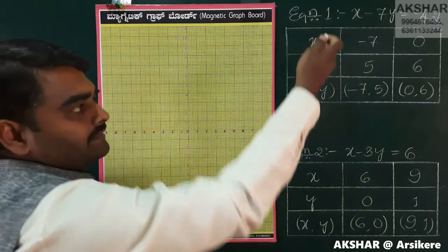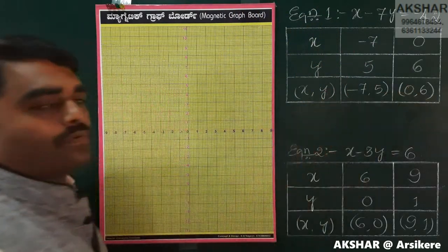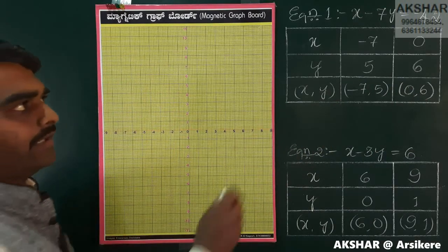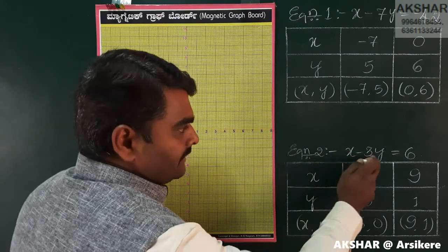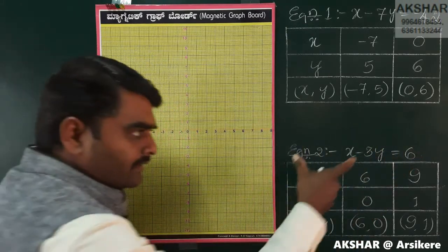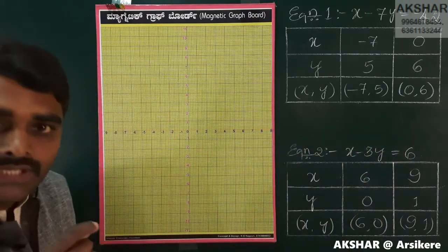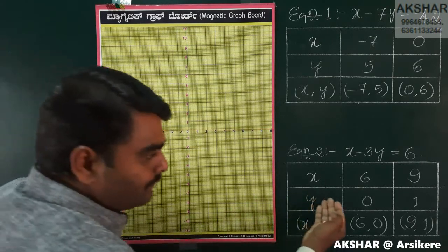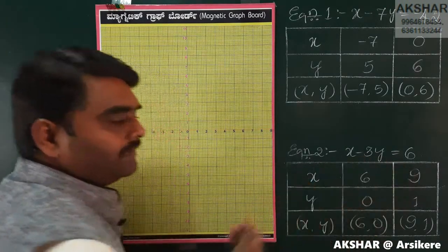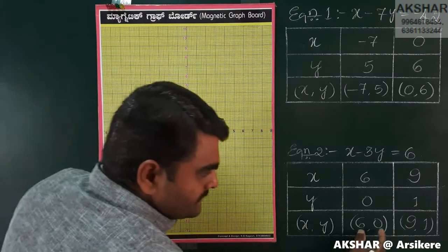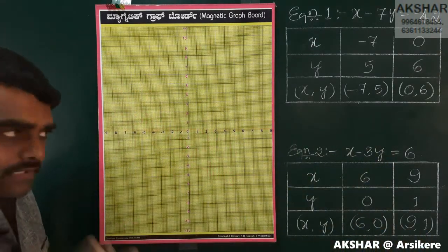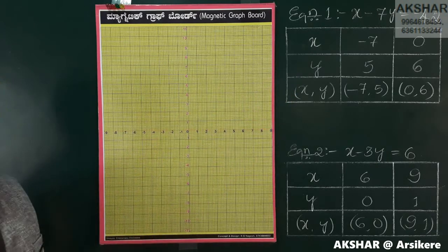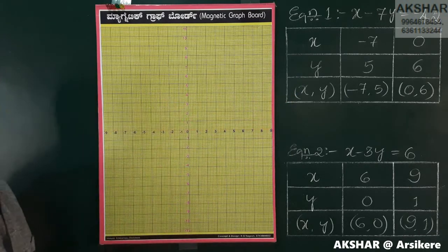We solved everything and we obtained these coordinate points according to equation 1. In the same way, equation 2 is x minus 3y equals 6. According to this equation, we assumed the values of y and we obtained values of x. These are the coordinate points of this equation. Now we plot out the coordinate points on the graph.